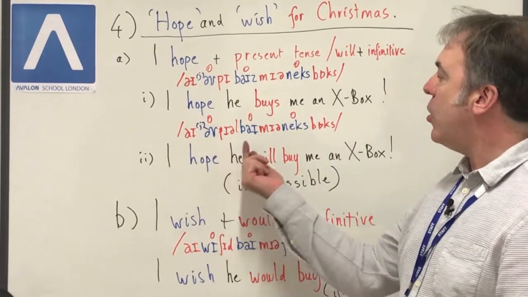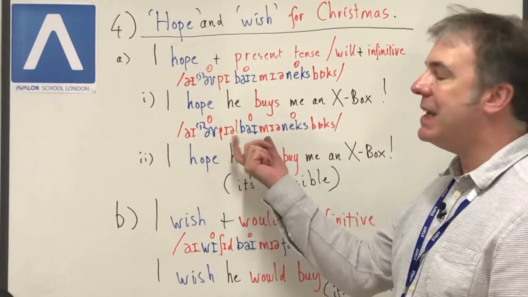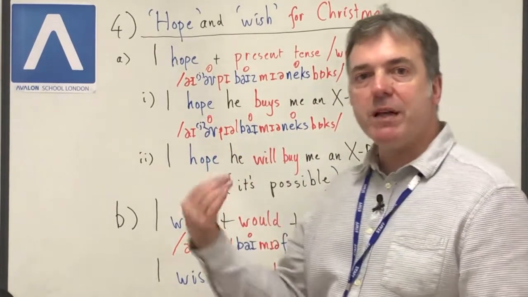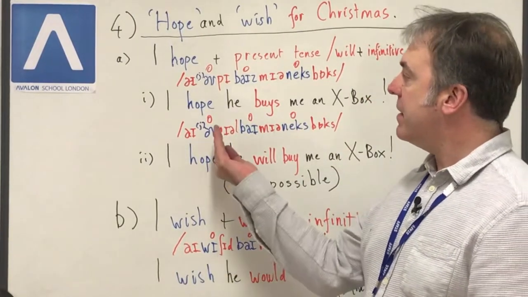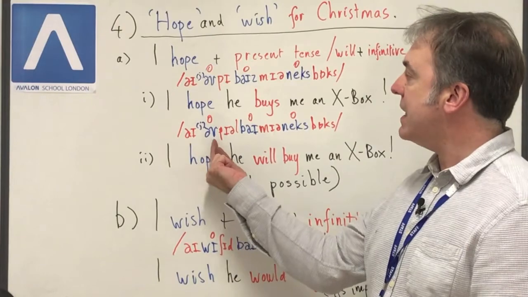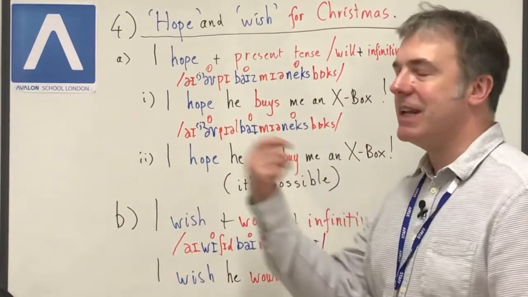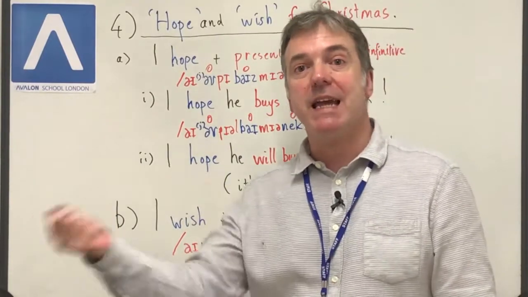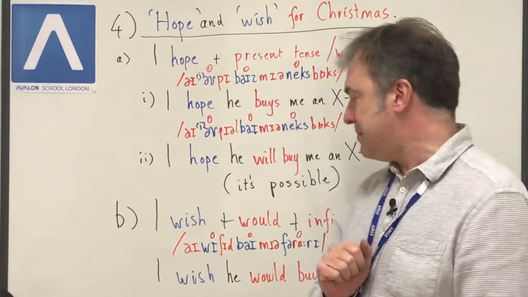Here, I hope he will buy me an Xbox. Of course, he'll, contraction. I hope he'll buy me. I hope he'll buy me an Xbox. Again, emphasis or stress here, here, and here. I hope he'll buy me an Xbox. Okay, so that's real possibility.